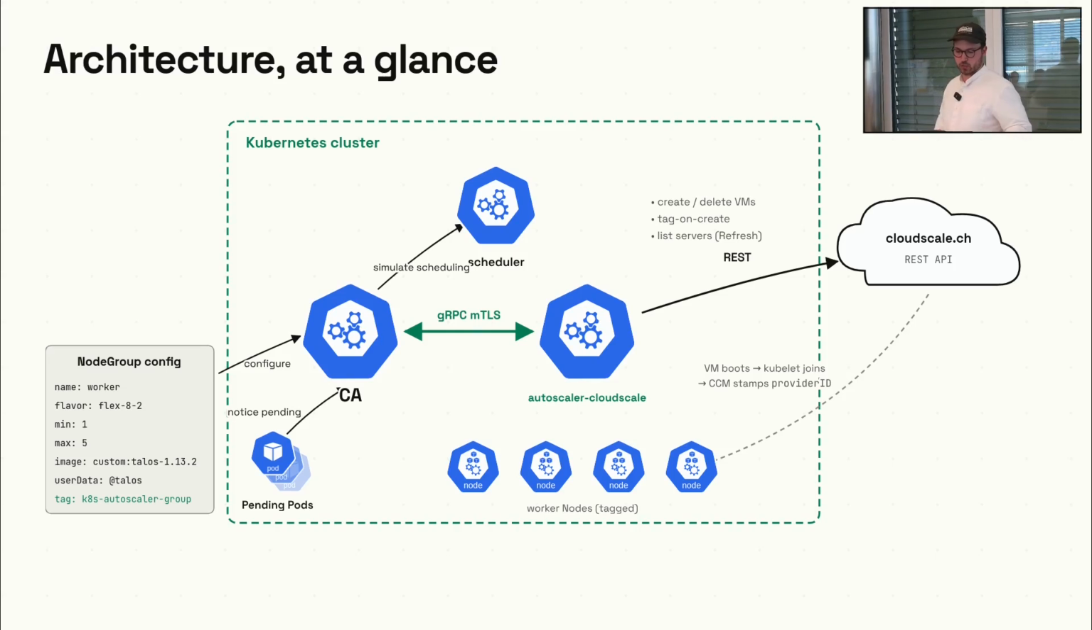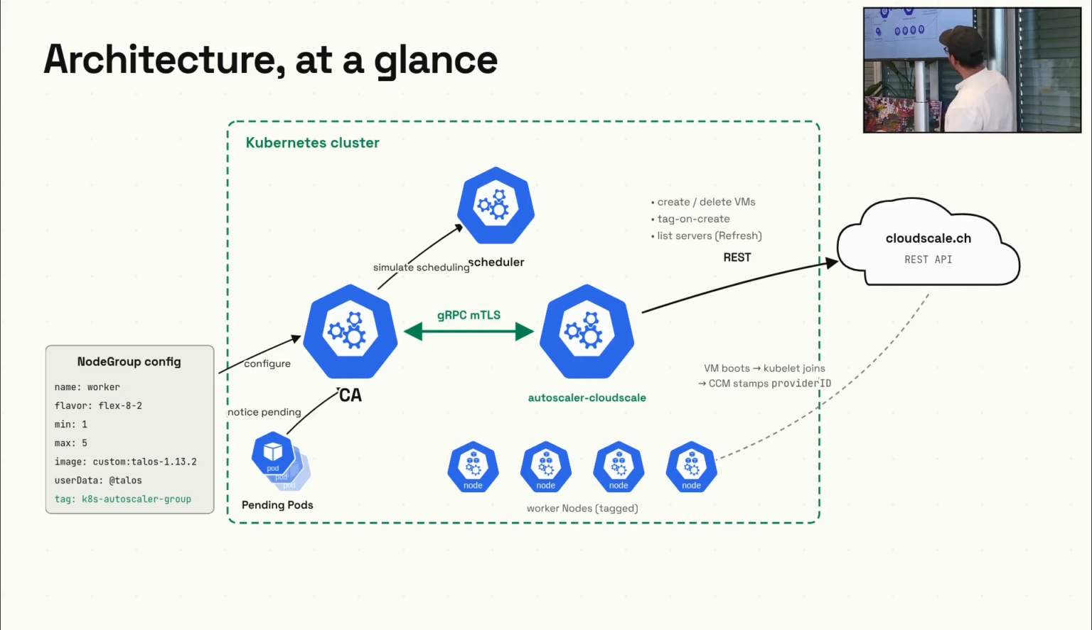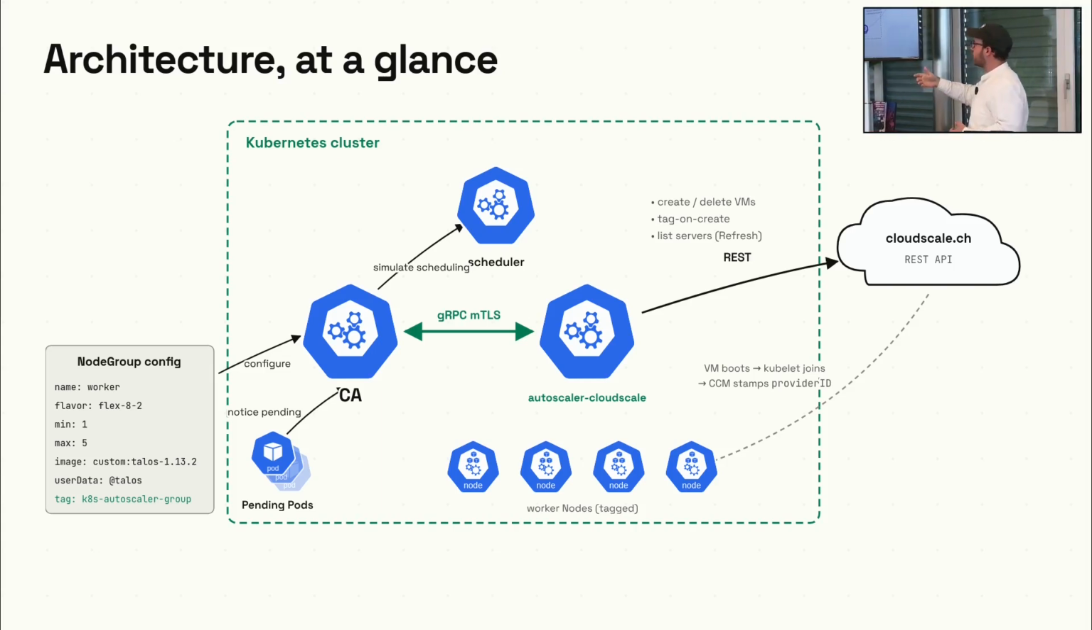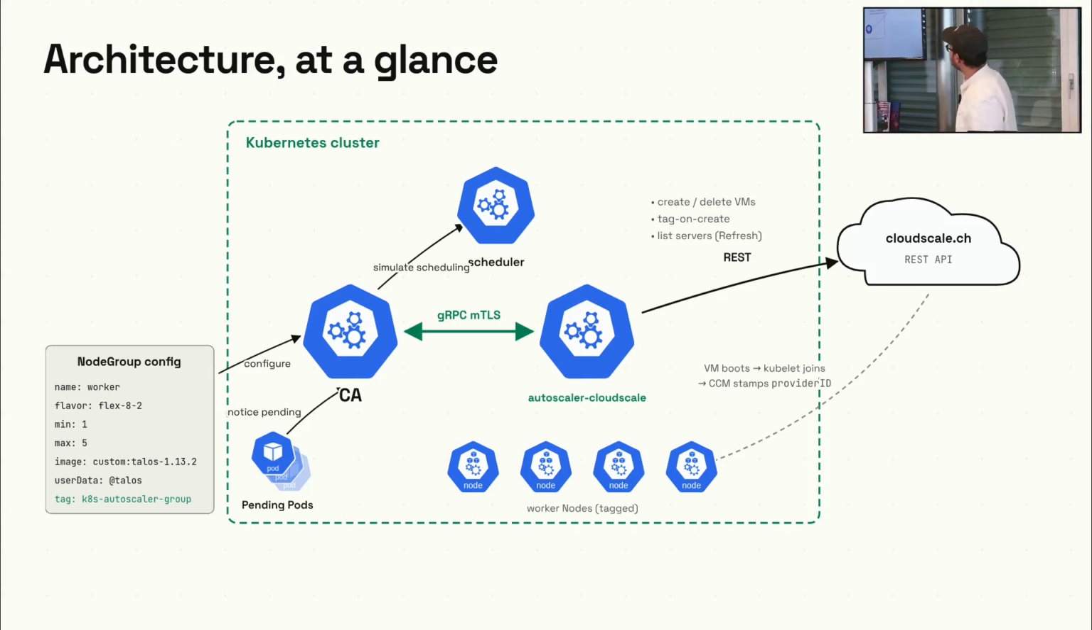All right, so now that we know why I chose it and what it is, this is a very high-level overview of how it is configured. You have on the left side the core logic, the cluster autoscaler, which I would say is the brain, which decides how to do things. And then over an mTLS gRPC connection, we have the autoscaler CloudScale, which is provided by me, which is the hands. It does the dirty work on CloudScale.